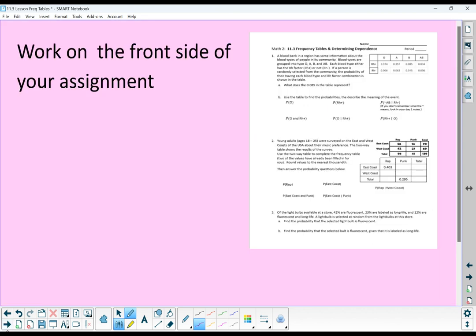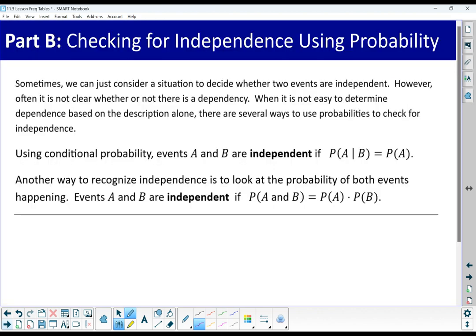That last part of the video should give you all the information you need to do the front side of the assignment. All right, the back part, we're going to be talking about Part B, checking for independence using probability.